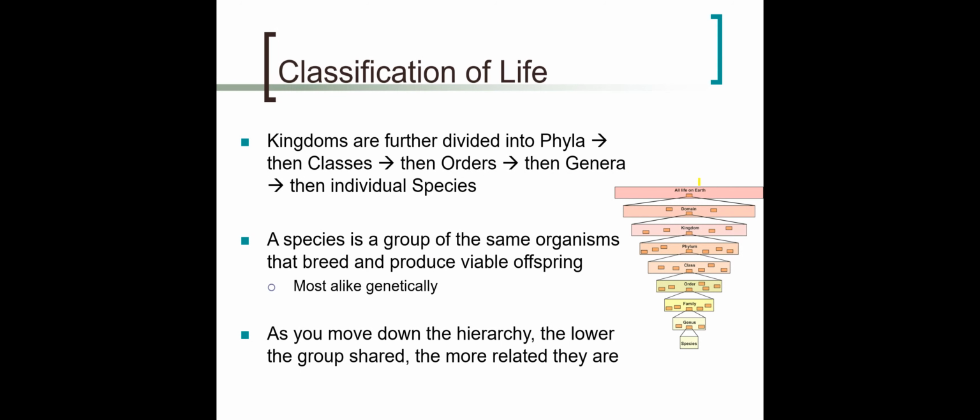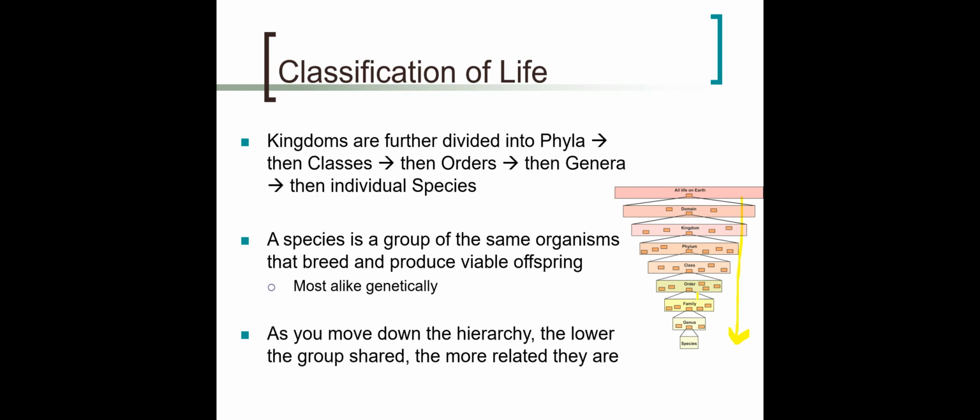And then if we look at the system, everything is here. We have 3 domains. We have 6 kingdoms. Those kingdoms are made up of phyla. And so what we're doing is we're getting more and more specific. So the lower the group that you share, as you go down this hierarchy, the closer you get to species, the more related you are.